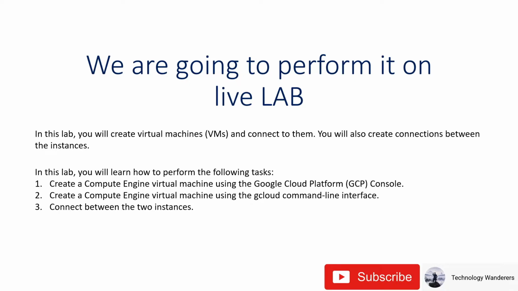First thing is creating a Compute Engine virtual machine using GCP console. Second thing is creating a Compute Engine virtual machine using gcloud command line interface. And third thing, we are going to check whether both are communicating with each other or not. Basically, we'll try to ping or SSH one of the machines which we have created in GCP.